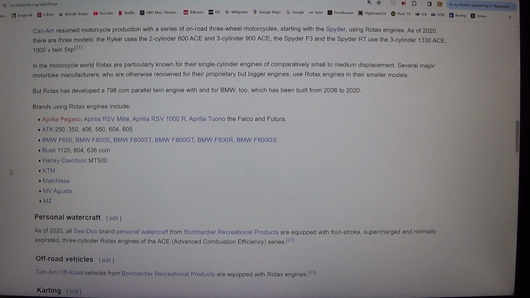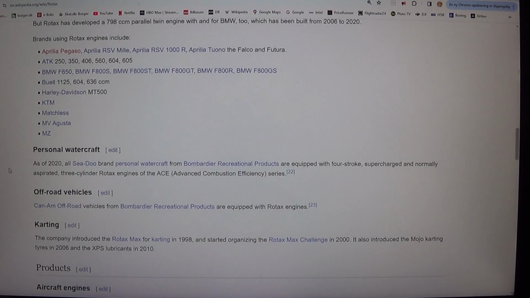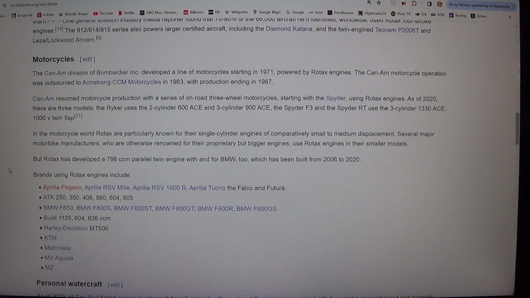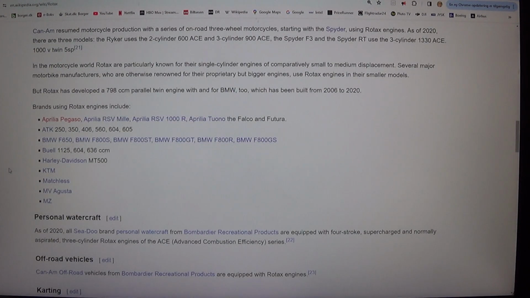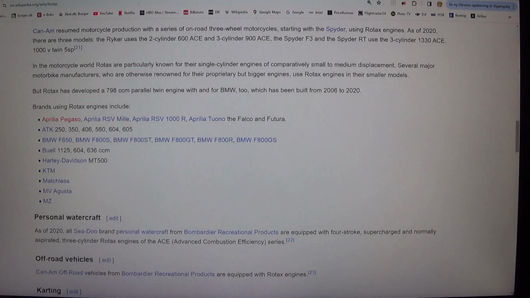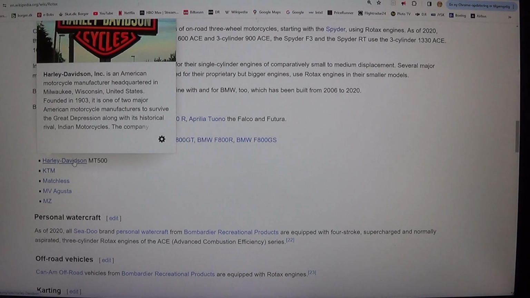In the motorcycle world, Rotax are particularly known for their single-cylinder engines of comparatively small to medium displacement. Several major motorbike manufacturers, who are otherwise renowned for their proprietary but bigger engines, use Rotax engines in their smaller models. But Rotax has developed a 798cc parallel twin engine with and for BMW, which has been built from 2006 to 2020.